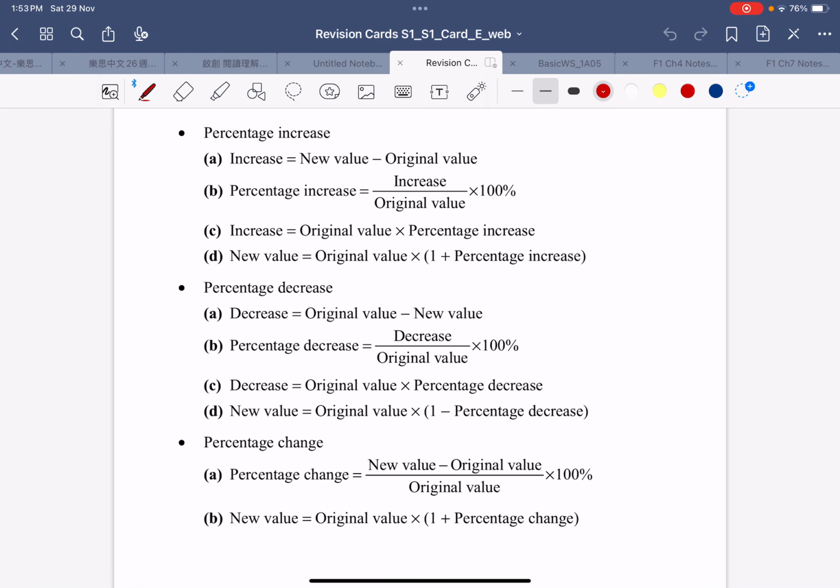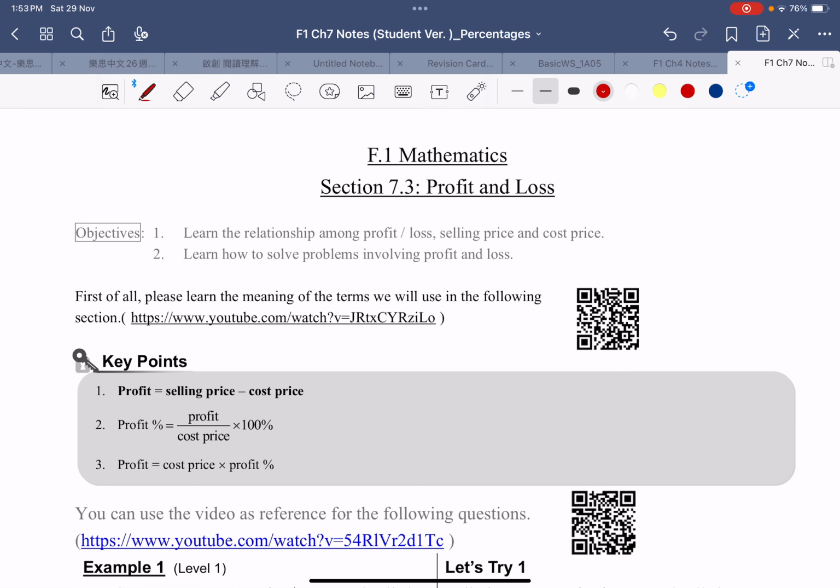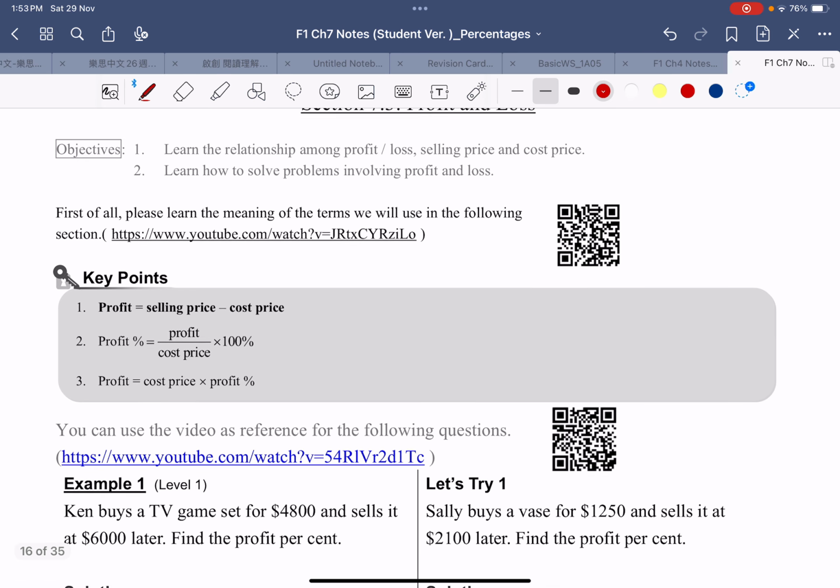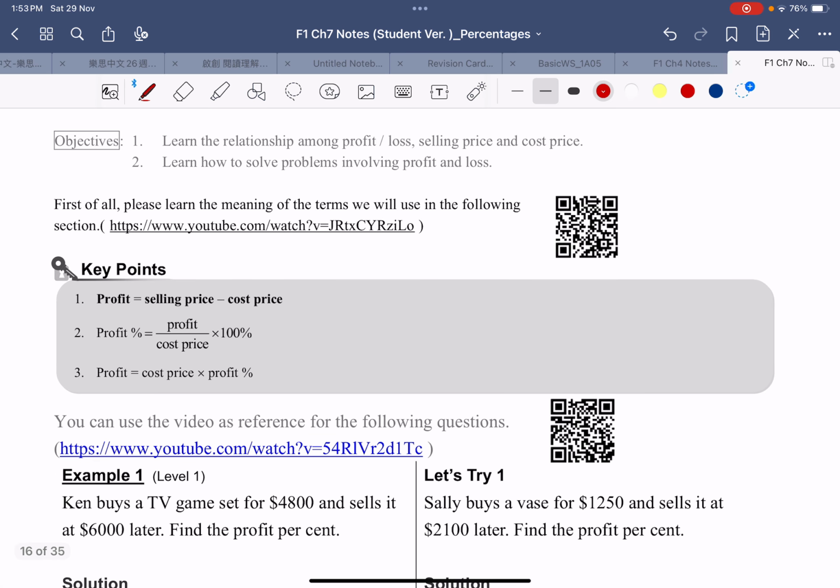Okay, so far we have learned these equations, these formulas to calculate the percentage increase, percentage decrease, and also the percentage change. Always remember these formulas are very important and fundamental to the topic. And now we go on to talk about section 7.3, profit and loss, with the same idea.